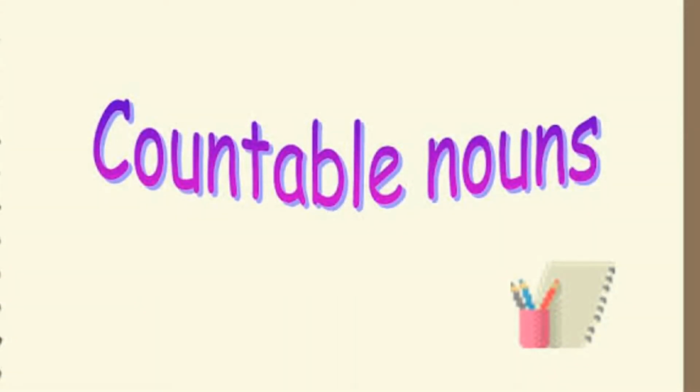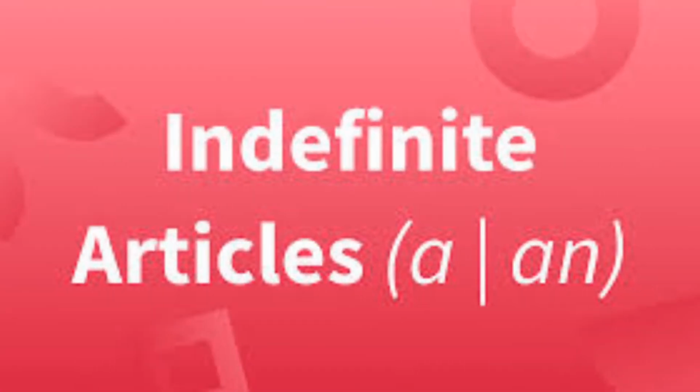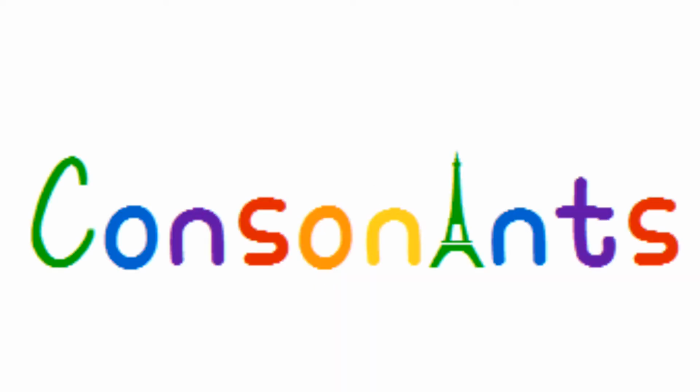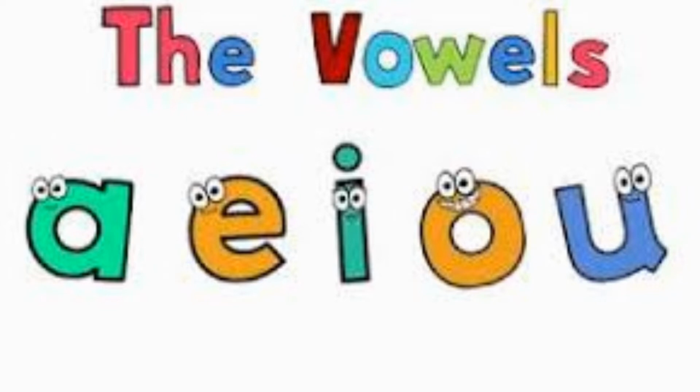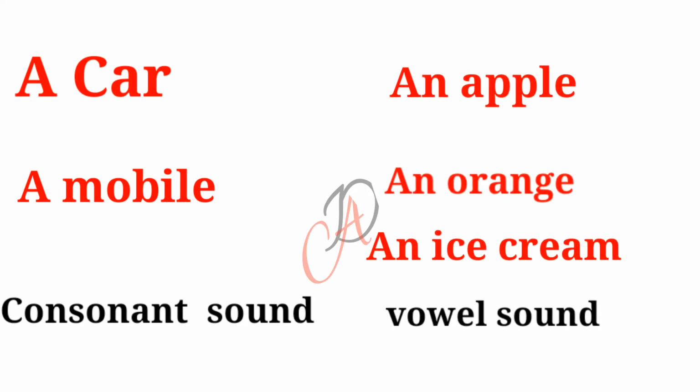And as we know, the countable nouns can be used in singular and plural forms, but one thing to be noted, while using the countable nouns in singular, we use the determiners, that is indefinite articles a or an. We use a before a consonant and we use an before a vowel: a, e, i, o, u. For example, a car, a mobile. Here we use a because these two words start with a consonant. And if you take an example of vowels, an apple, an orange, an ice cream.